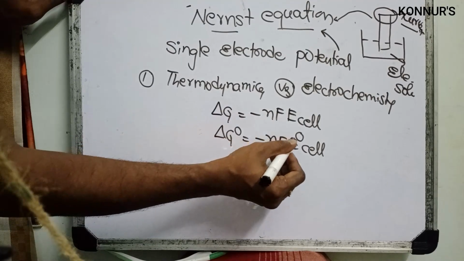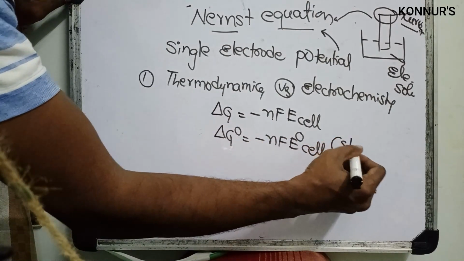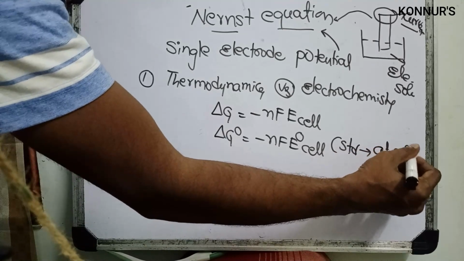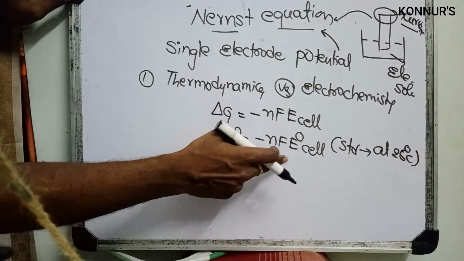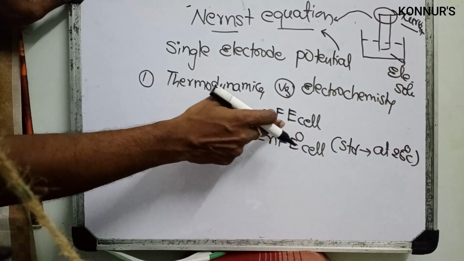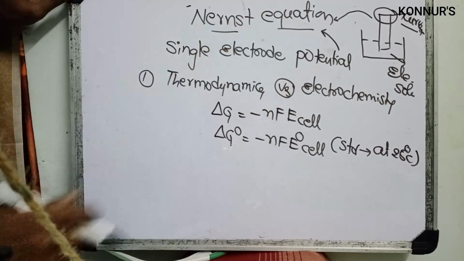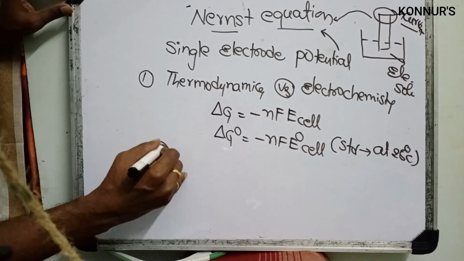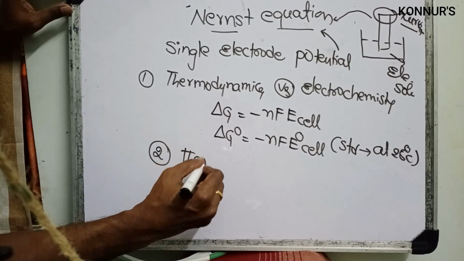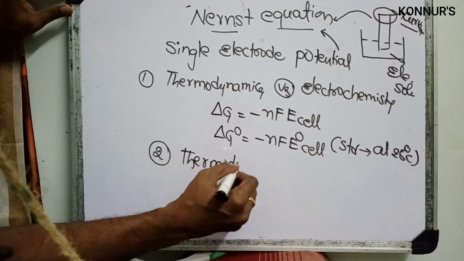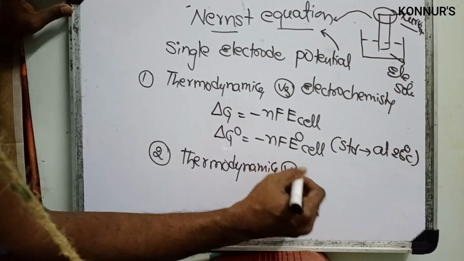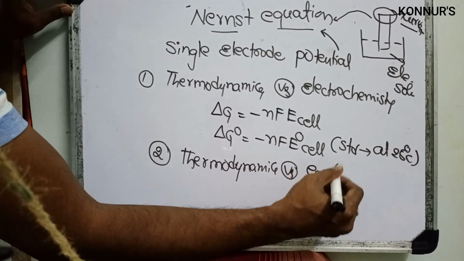The zero indicates standard. Standard means at 25 degrees centigrade. At 25 degrees centigrade, E cell you call E naught cell. E cell is at any temperature, at any condition. Next, the second concept: thermodynamics versus equilibrium.